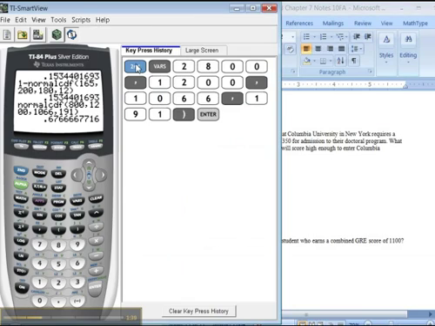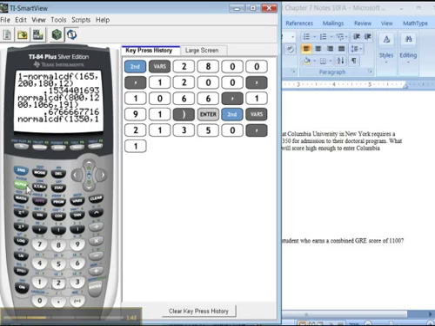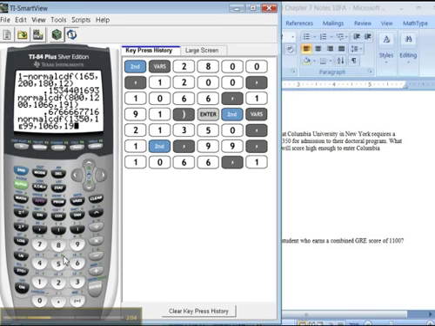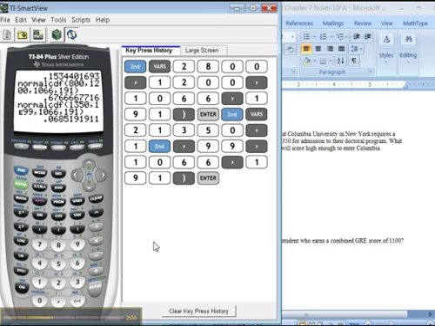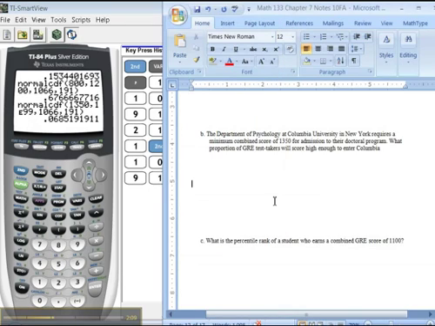So let's find out. We're going to do second distribution, normal CDF, 1350 to forever, right? 1E99, because it goes on forever, hypothetically. Now, we all know it can't really go on forever, but that's okay. Just put in infinity, 1E99. Then 1066, 191, close parentheses, enter. There you go. Columbia will only look at you if you're in the top, what would that be in a percent?